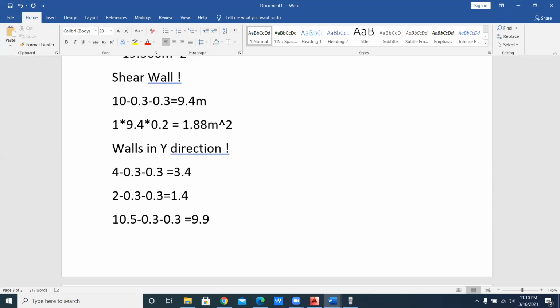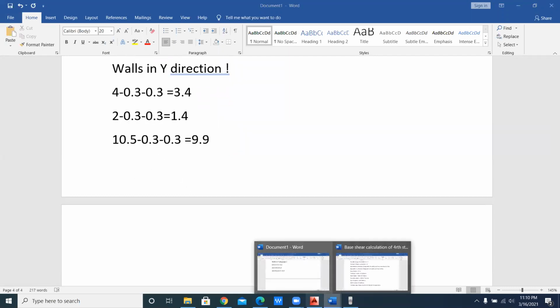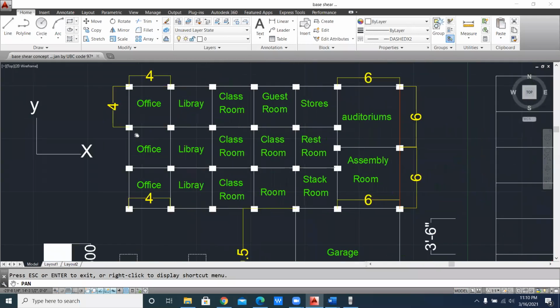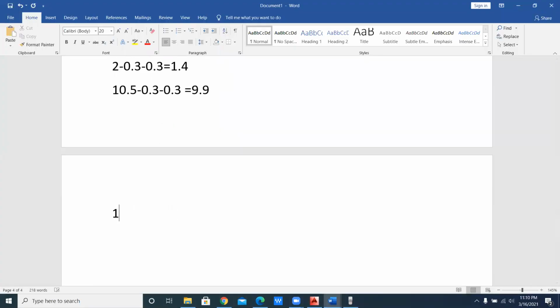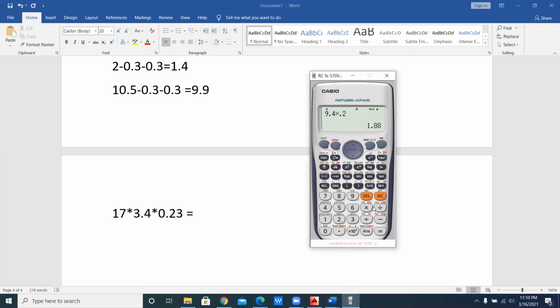So now, how many walls do you have in x direction? Whenever you find out the walls in y direction, that is 1, 2, 3, 4, 5, 6, 7, 8, 9, 10, 11, 12, 13, 14, 15. So this is basically your wall in y direction, okay? This one is your wall. So that is 17 multiplied by 3.4 and multiplied by 0.23. That is wall thickness. It's now shear wall. Remember that this is wall thickness, okay? 17 multiplied by 3.4 multiplied by 0.23.